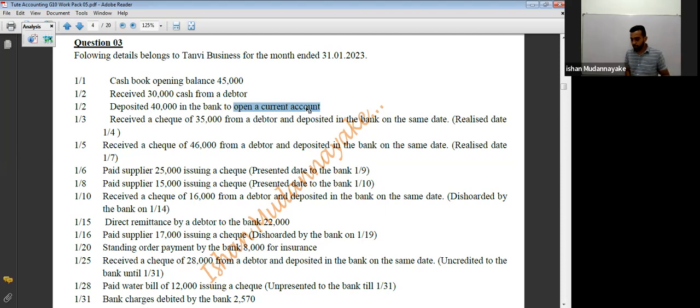Write down: deposited 40,000 in the bank to open a current account in Sampath Bank. Right, we'll start the question.